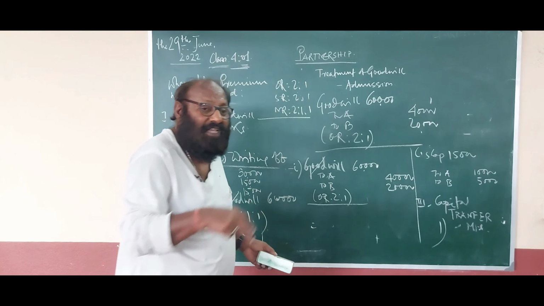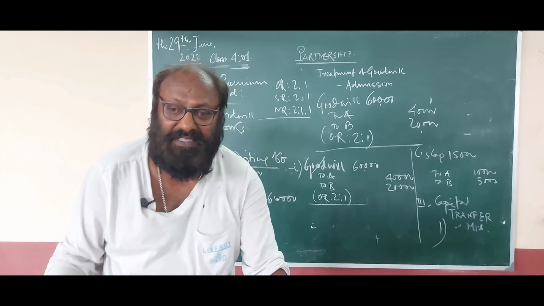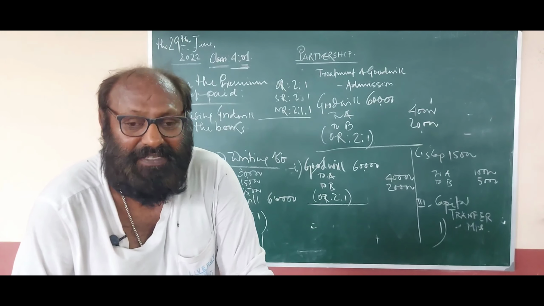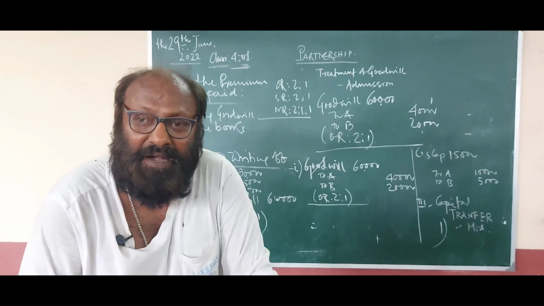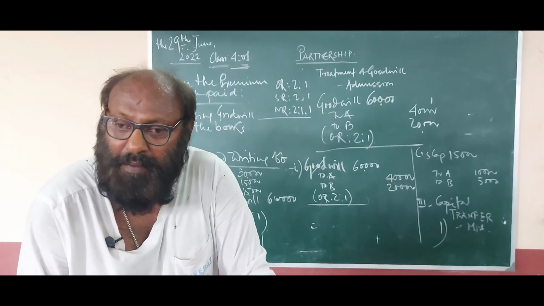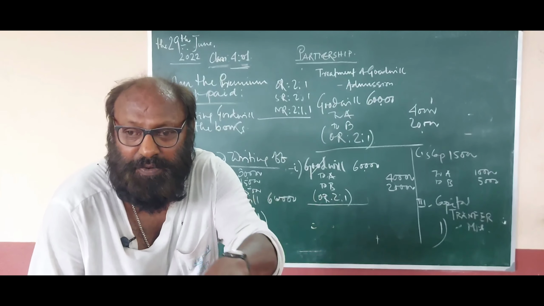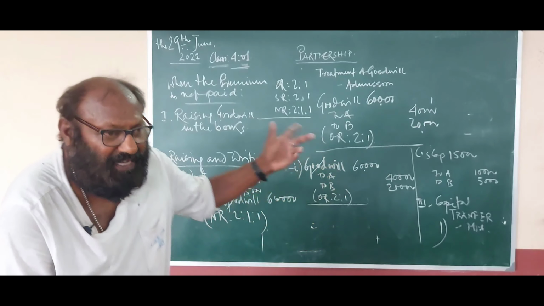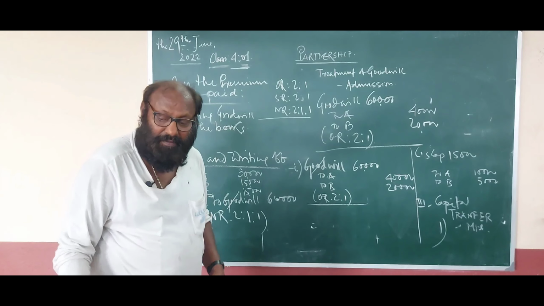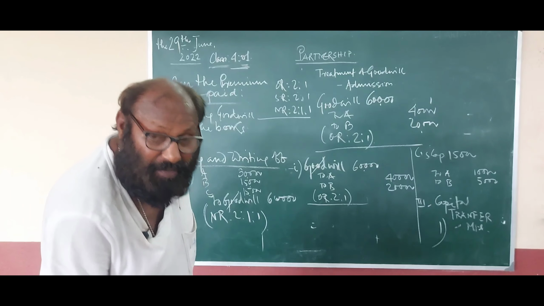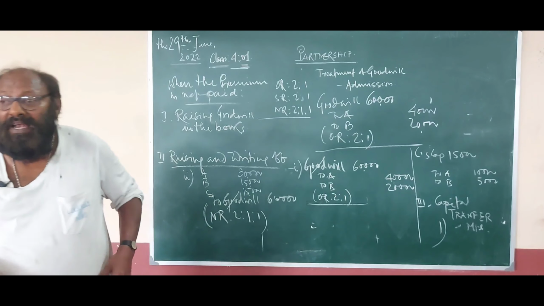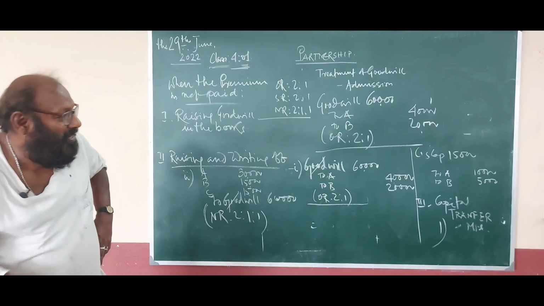So this is the sum up. If the incoming partner pays the premium, no problem. Bank account debit premium for goodwill, and this premium for goodwill is distributed among the sacrificing partners. Okay, that has been done. If he does not pay the premium, would you excuse him? Certainly not. There are two alternatives.